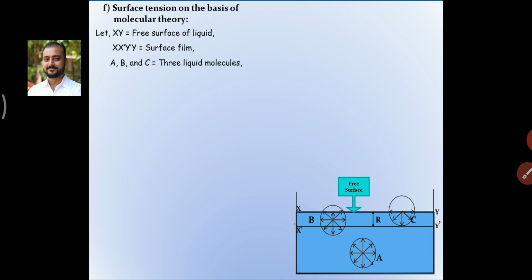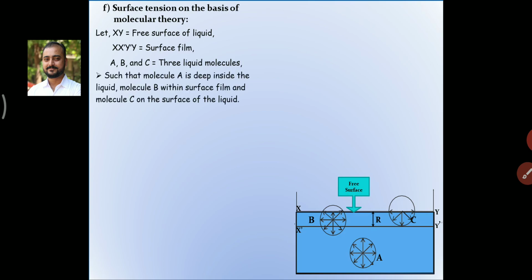Molecule A, B and C are the three liquid molecules. These three liquid molecules are of the same liquid, meaning whatever liquid you have taken inside this container, say water, the three molecules are also of the same liquid. Here we have to consider that molecule A is present deeply inside the liquid, while molecule B is within the surface film and molecule C on the surface of the liquid. You can observe these three liquid molecules.